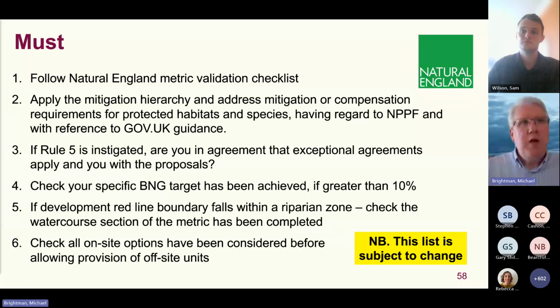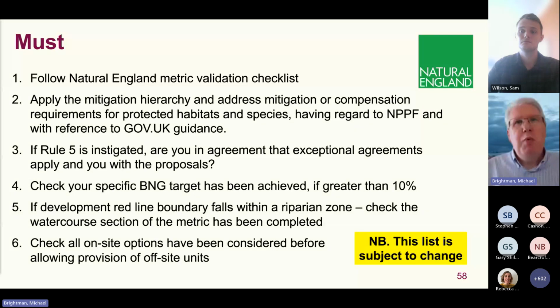You need to check your specific biodiversity net gain target has been achieved if it's greater than 10%. If 10% hasn't been achieved, then the metric won't be valid, but it might be that an applicant submits a metric with a lesser percentage than the target that you require.